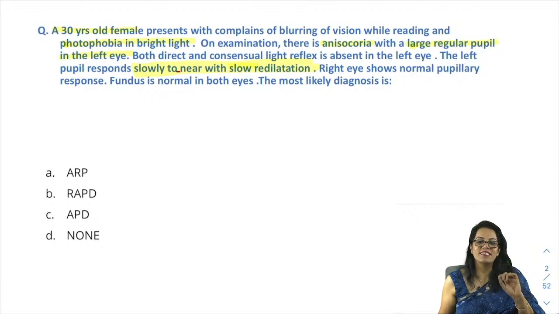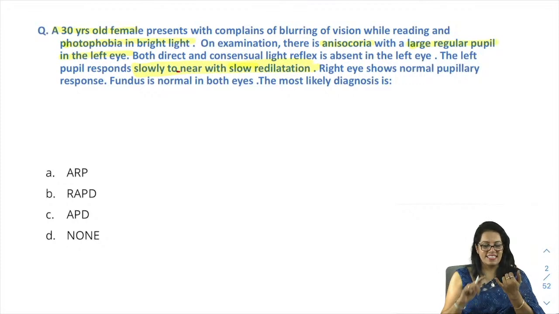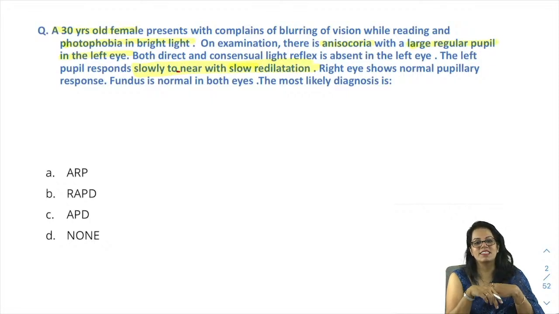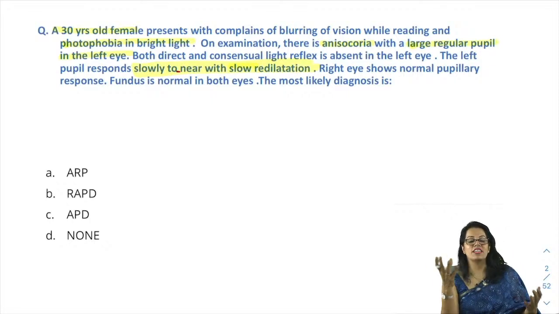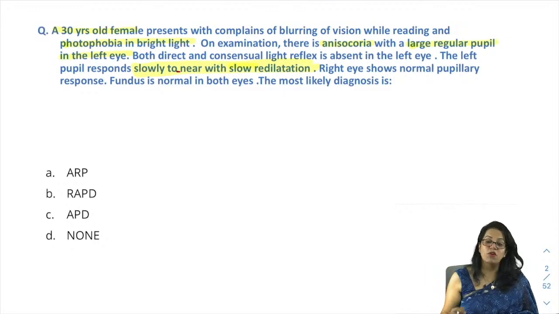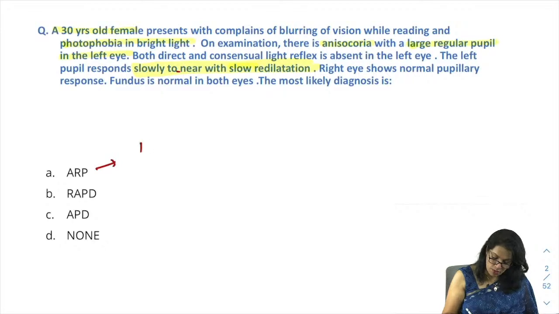What is Argyll-Robertson pupil, guys? It is absent light reflex and near reflex is present, isn't it? It is due to the lesion in the pretectal nucleus. What is the position of Argyll-Robertson? In Argyll-Robertson we all know both eyes have miotic pupils. So is this the answer? No, it is not the answer.